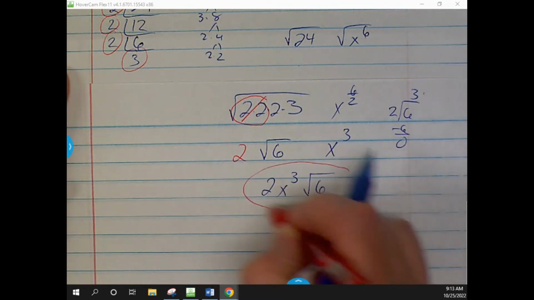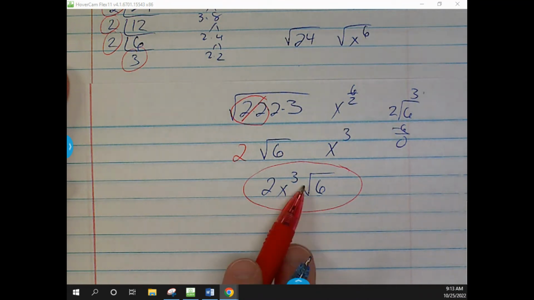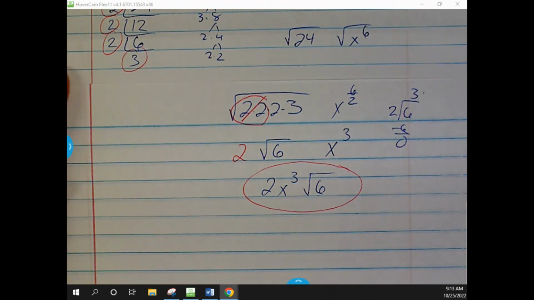Do we have to put 2 as the index here? No, if it's square root, you do not have to put the index of 2.